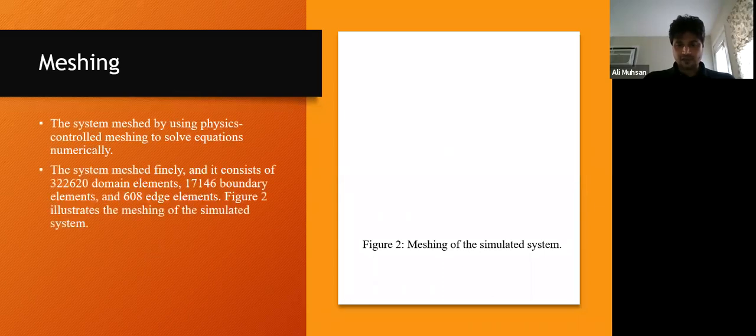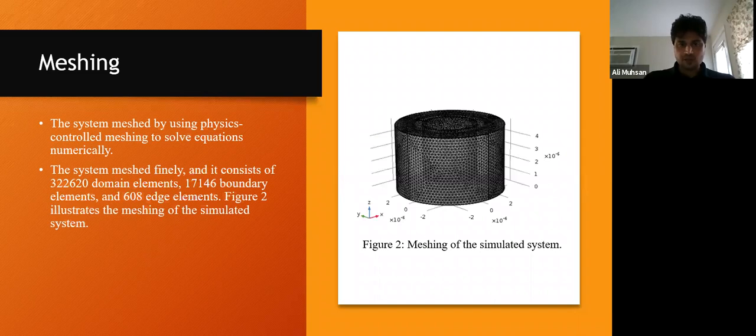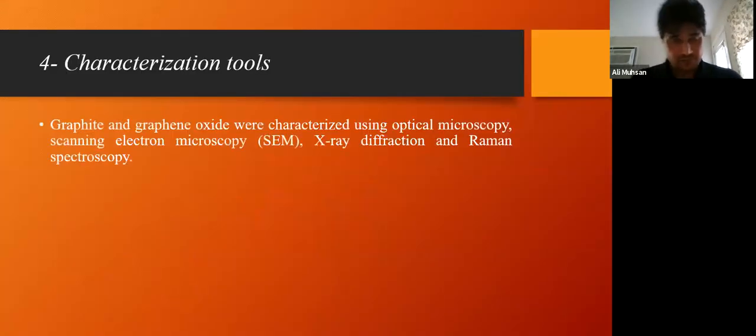As indicated in figure 2, the mesh of the system was generated using physics-controlled meshing to solve the equations numerically. Characterization tools: graphite and graphene oxide were characterized using optical microscopy, scanning electron microscopy, X-ray diffraction, and Raman spectroscopy.